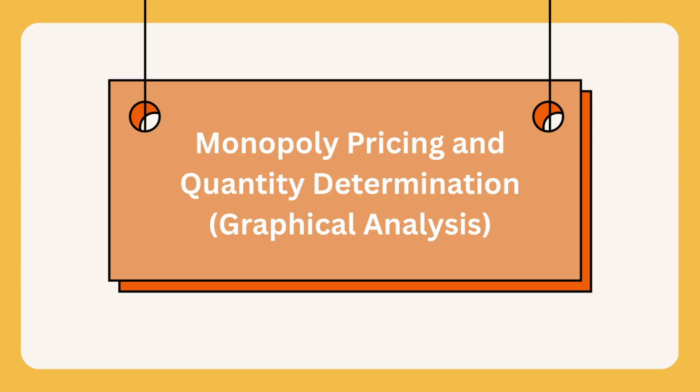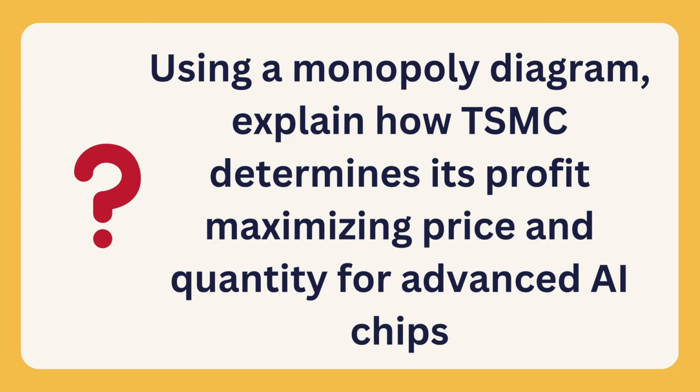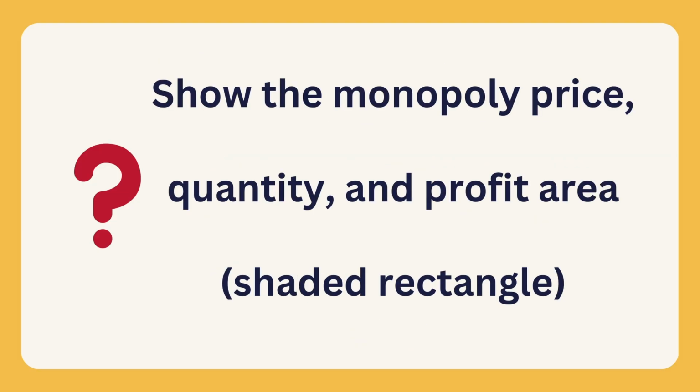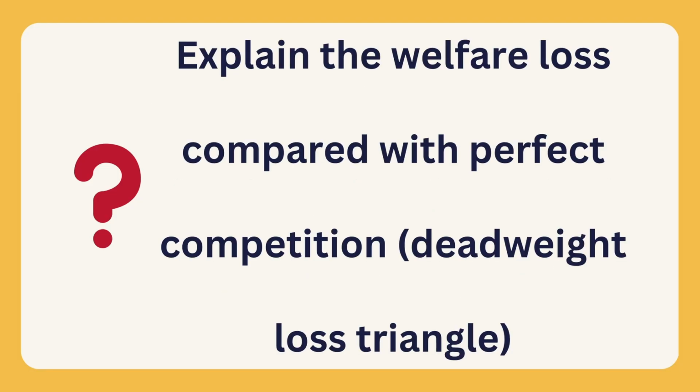Okay, the first question, monopoly pricing and quantity determination. Using a monopoly diagram, explain how TSMC determines its profit maximizing price and quantity for advanced AI chips. Show the monopoly price, quantity, and profit area. Explain the welfare loss compared with perfect competition.